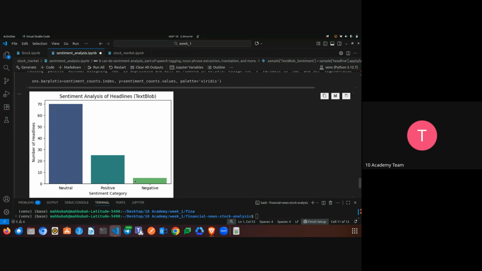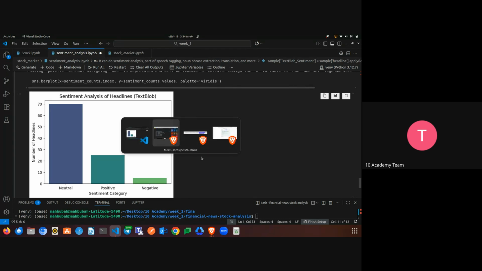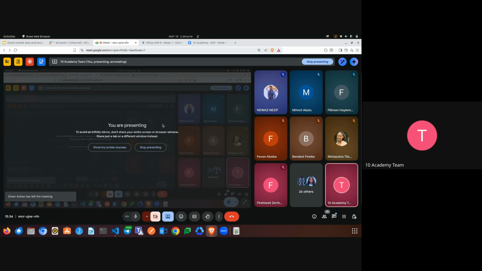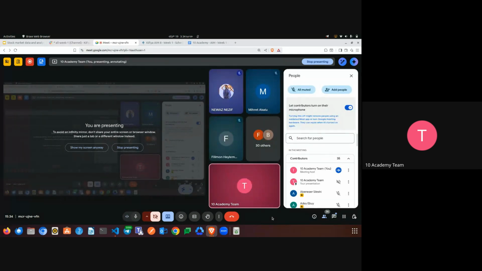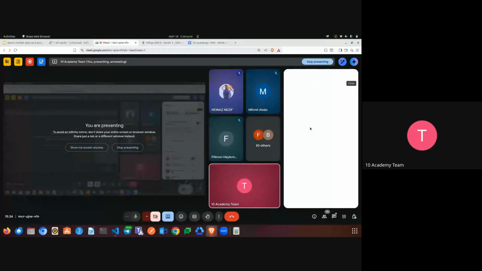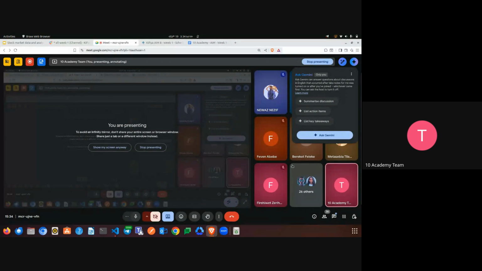So you will do this sentiment analysis on your tasks. If anyone has any questions, you can raise your hand and ask. Is anything unclear, or do you need more explanation? Is everything clear, all of you? Okay, now you can start. Nawaz, I think you raised your hand. Okay, does anyone have any questions?